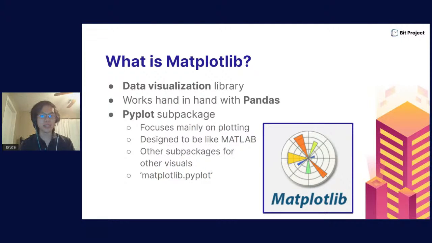And we're going to be looking specifically at the pyplot subpackage of Matplotlib, right? PyPlot focuses mainly on plotting, while Matplotlib covers a broader range of visualizations. And fun fact, it's designed to be a little bit like MATLAB, which is a computational mathematics program that's designed outside of Python, and is, in my opinion, and I believe in the opinions of the people who made Matplotlib, kind of a pain to use. So we're replicating it within the Python environment. There are other subpackages in Matplotlib for things that aren't plotting, but the one we're looking at today is matplotlib.pyplot.